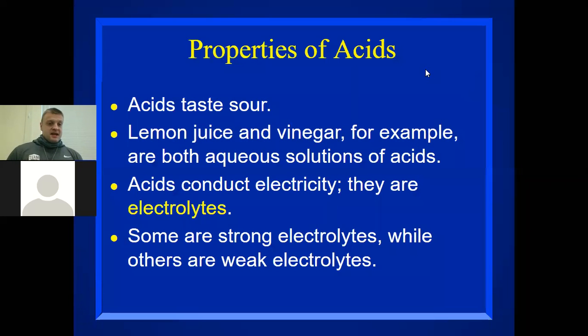Acids taste sour, and they are electrolytes. If you remember what we talked about with electrolytes, they are basically completely dissolving in water, and they're going to conduct electricity. All right. And so there are basically 6 strong acids that you guys need to know about.